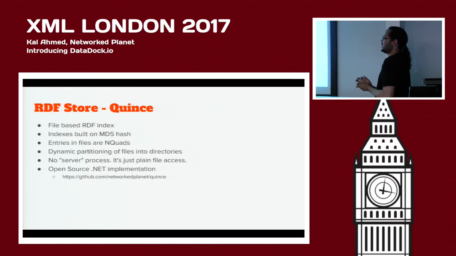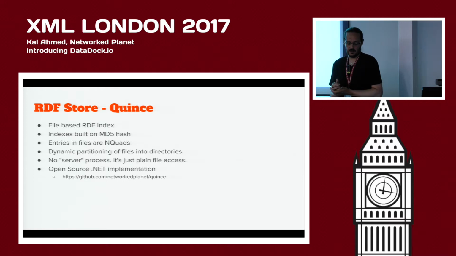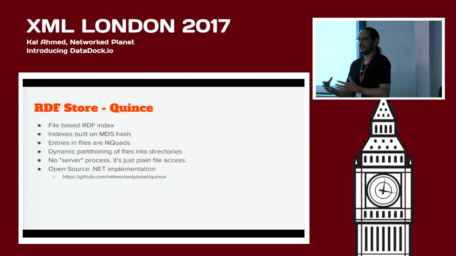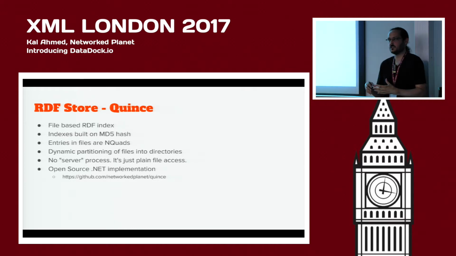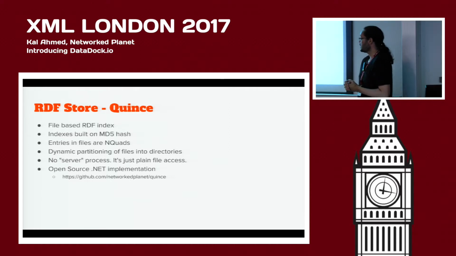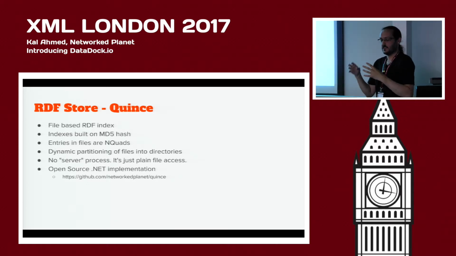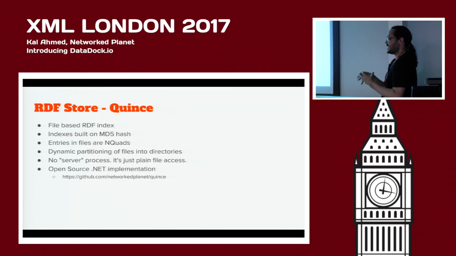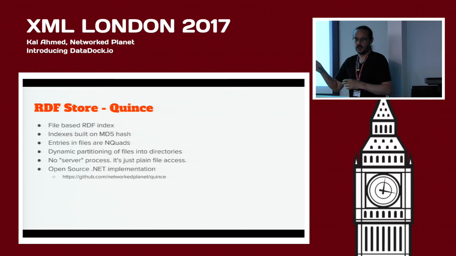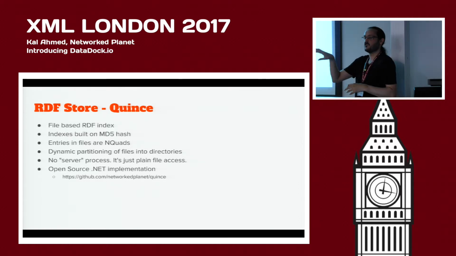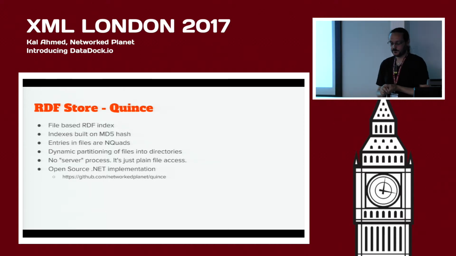So the RDF data store is one of the interesting bits of what Datadog is doing. As I say, we wanted a way to persist all of the RDF data that you've got in your data store, but to be able to do some querying and merging on it automatically. Quince is basically a big RDF index that is all file-based. Indexes are built based on the MD5 hash of the subject, predicate or object, depending on which index we're doing. And then the entries within the index are N-Quads. They're the full RDF data for a particular quad.